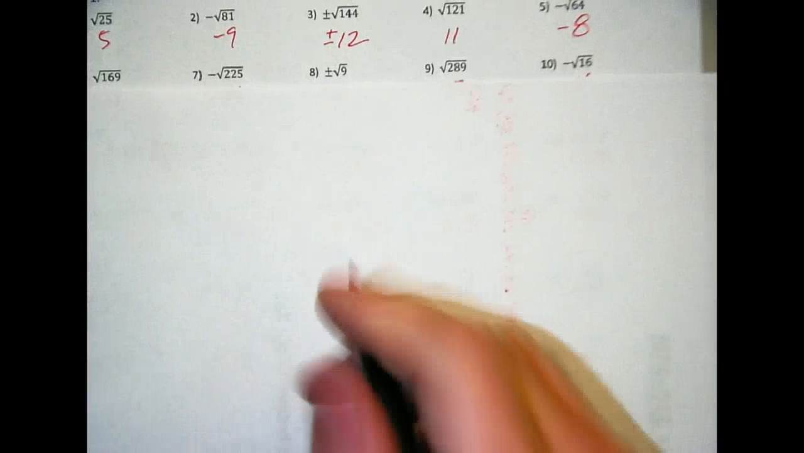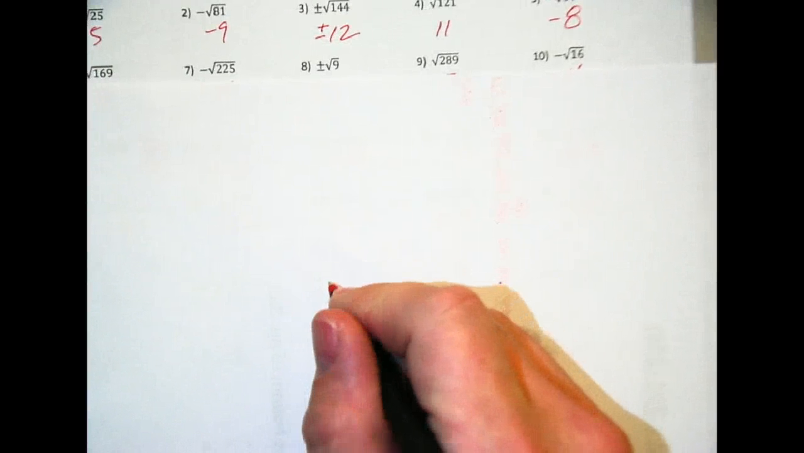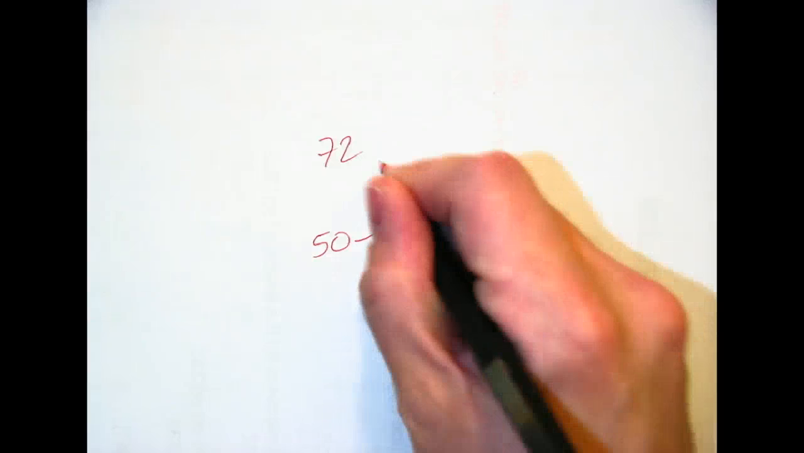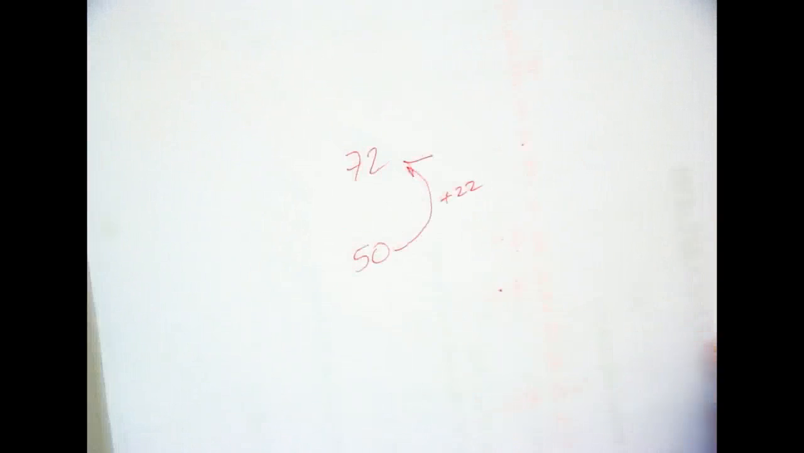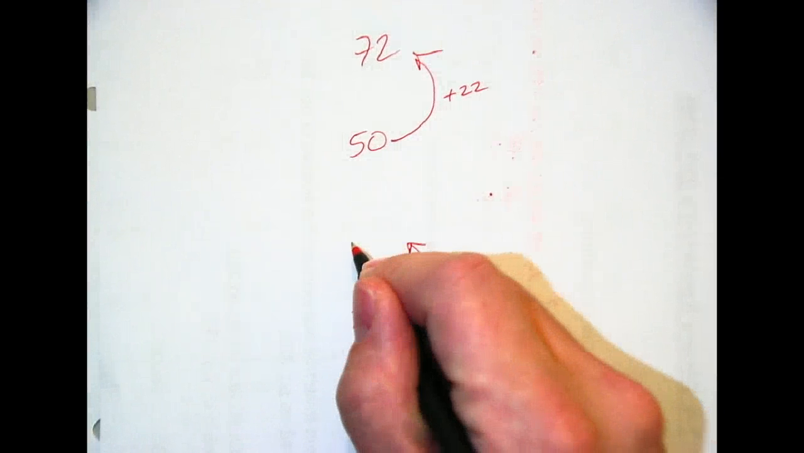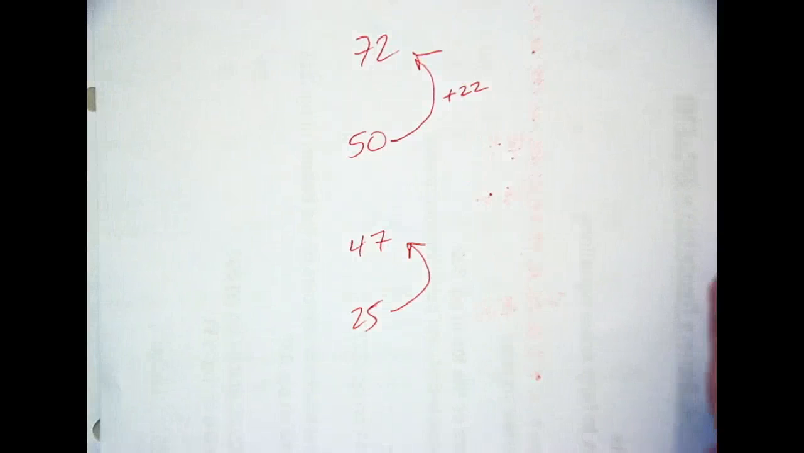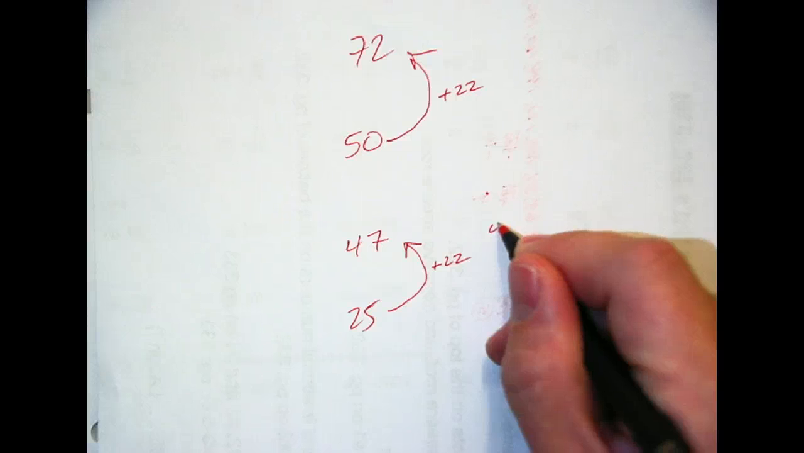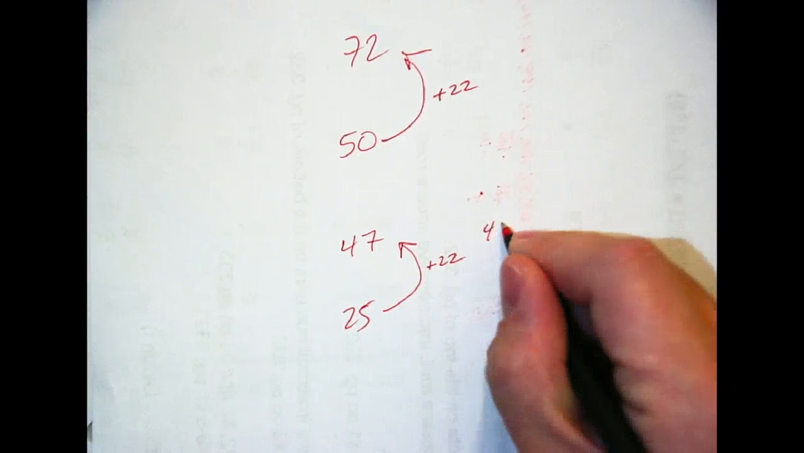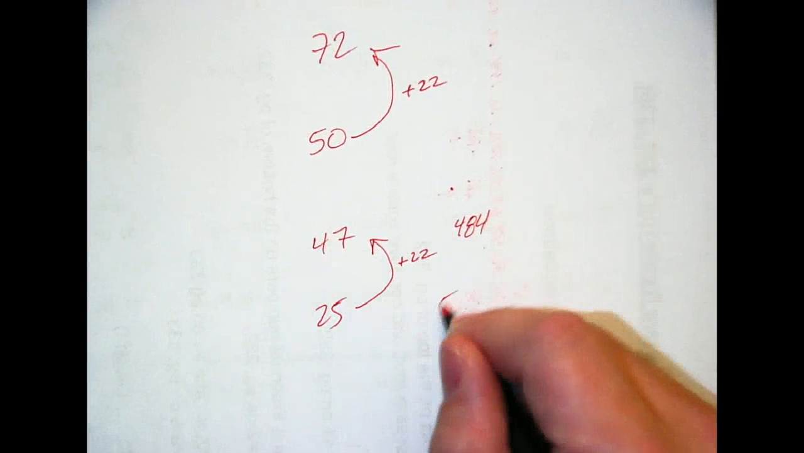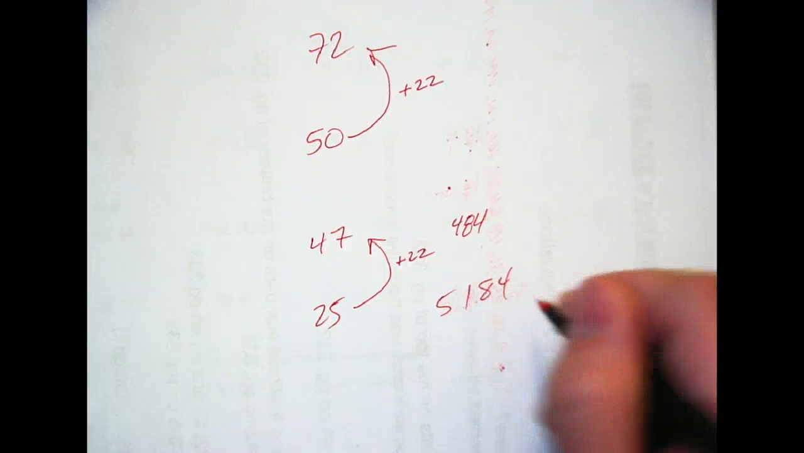So let me show you how I'm doing them. What did you just ask, Jake? 72. So 72 is 50. I start at 50. That's 22 above 50. So I drop down to 25 and I go 22 above 25, which is 47. And then I square 22, which is 4. That's where I made my mistake. 484. And then I add that, that's 5184.